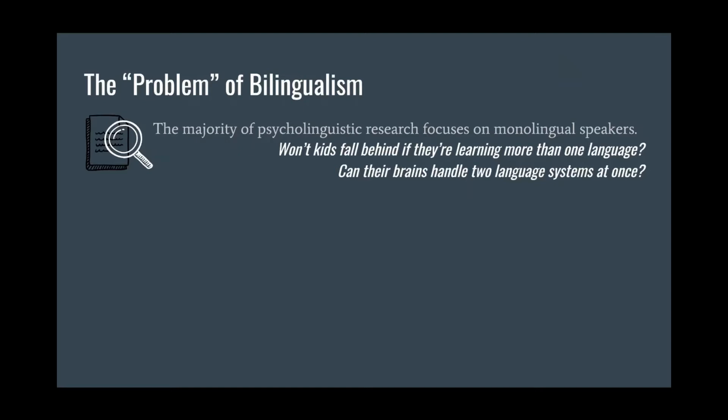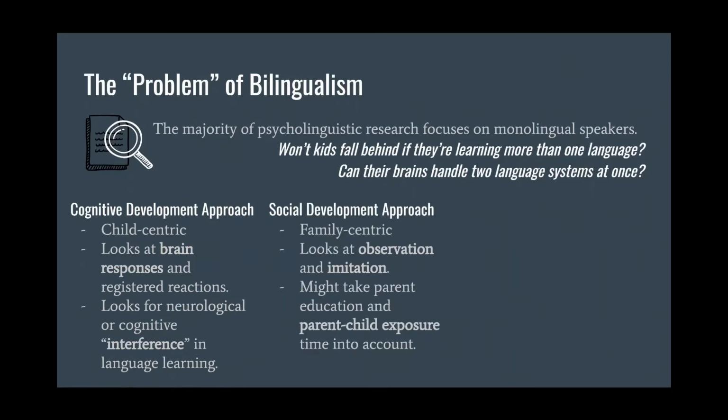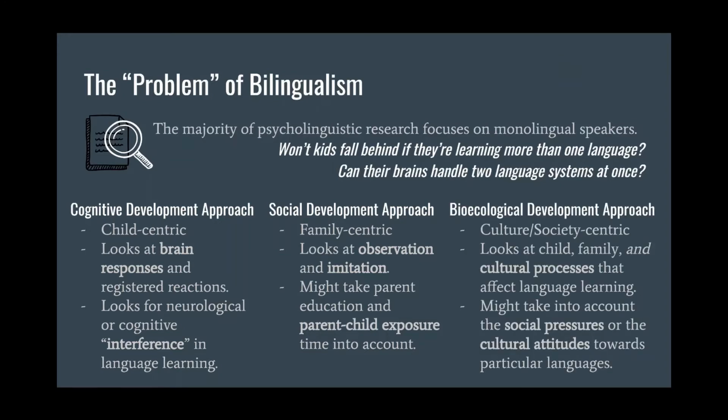There are many approaches to language learning. The most common approach is probably the cognitive development approach, which is very child-centric and looks at brain responses and registered reactions, looking for interference in language learning. But another approach is social development, looking at the family as a whole and processes of observation and imitation, and might take into account parent educations or parent-child exposure. A final model of development could be the bioecological approach, which might look at the nested context that a child is situated within and the cultural processes that might affect language learning.